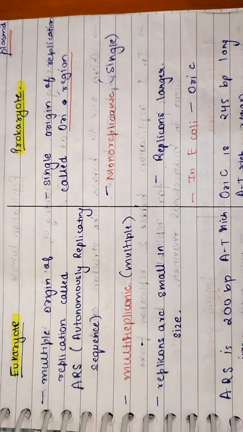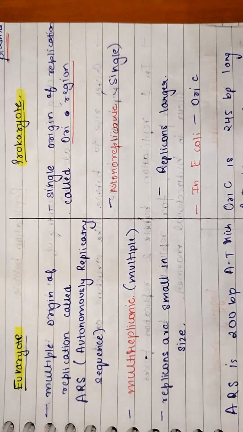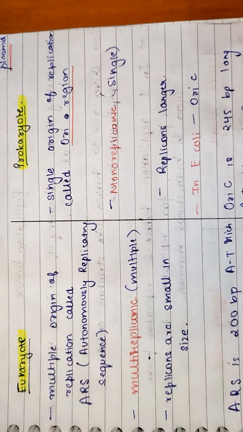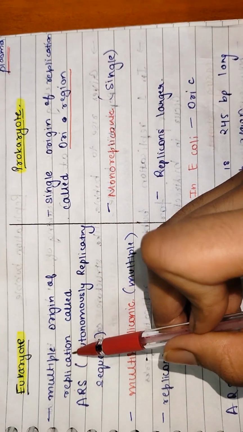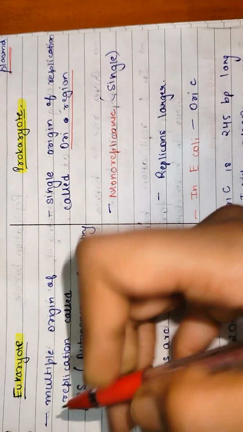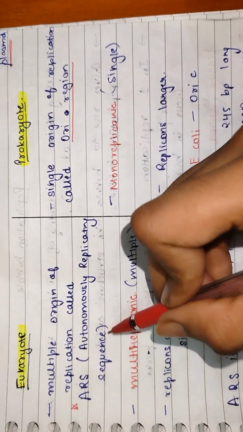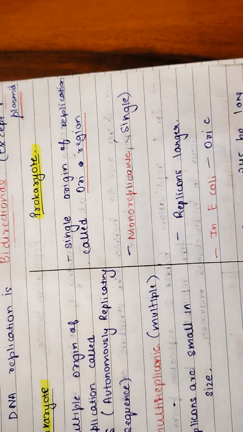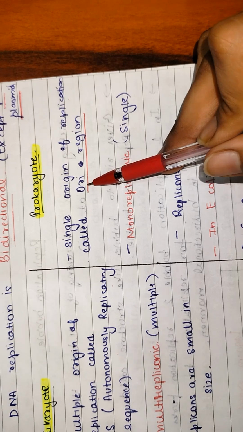So what is the difference of origin of replication in eukaryotes and prokaryotes? Because eukaryotes have vast DNA, there are multiple origins of replication in eukaryotes, and the origin of replication is called ARS, that is, autonomously replicating sequence. Whereas in prokaryotes, there is a single origin of replication which is called the ORI region.